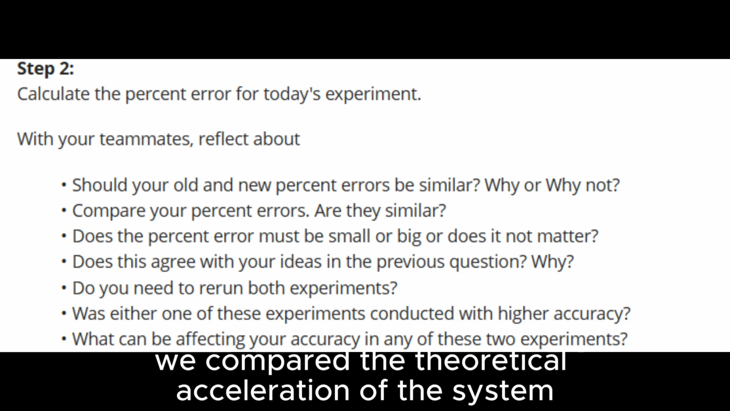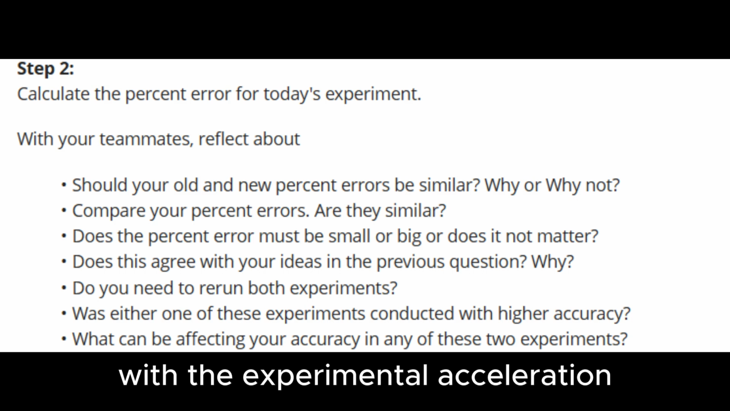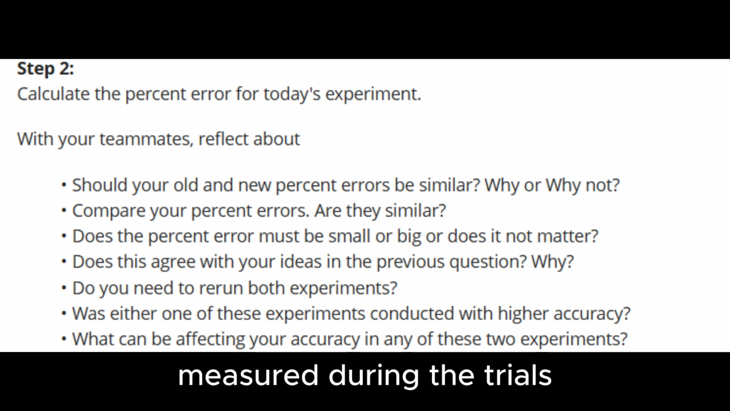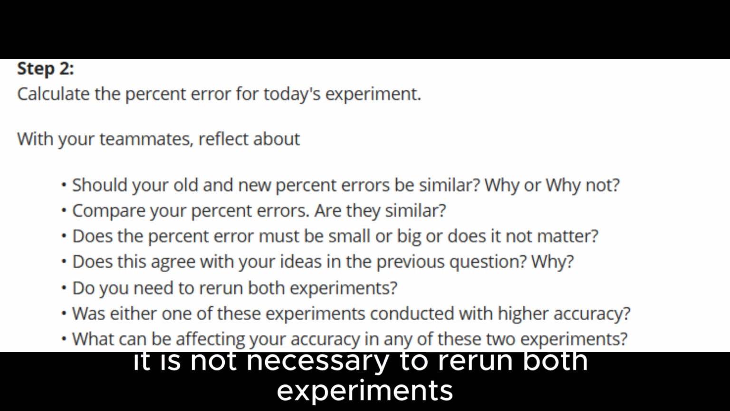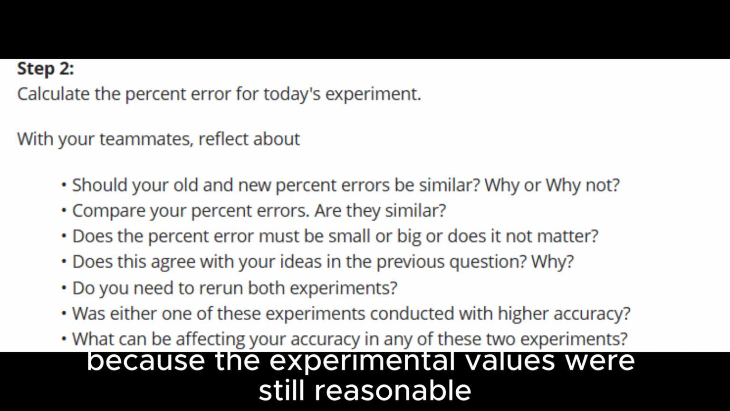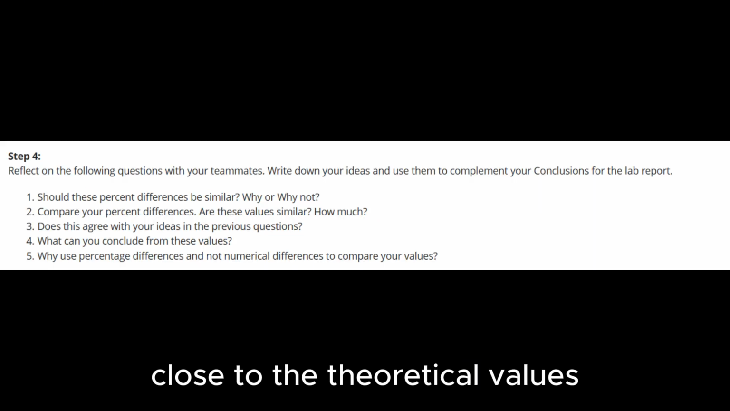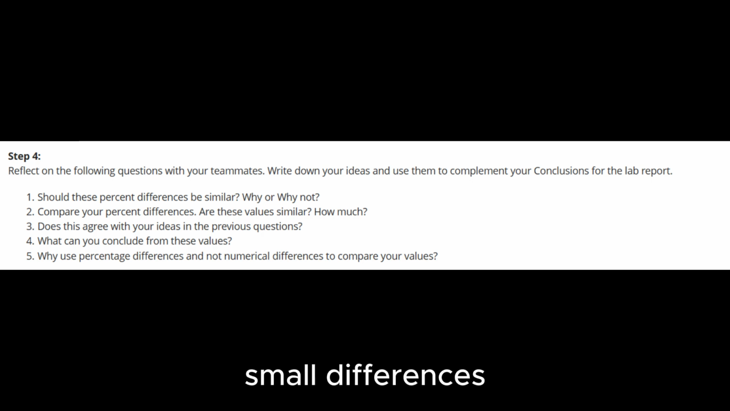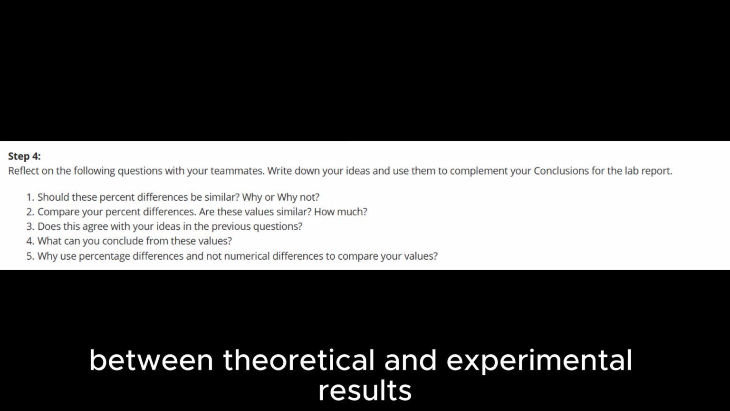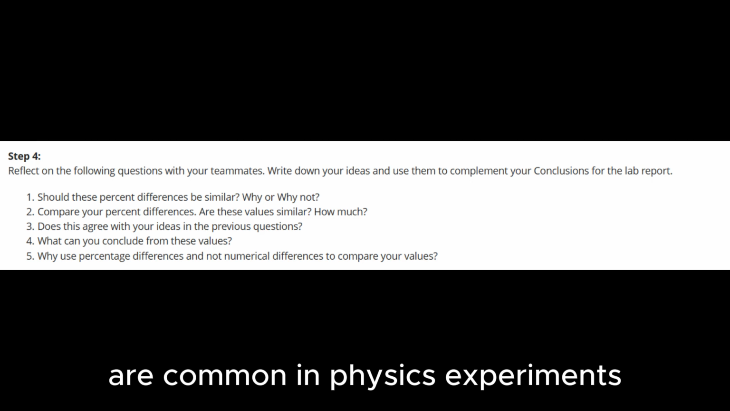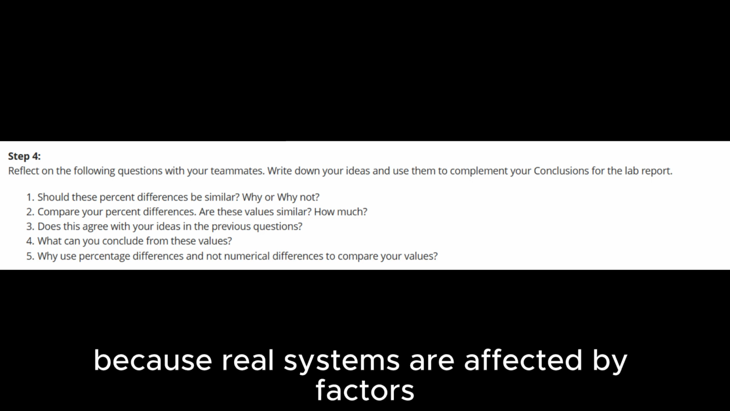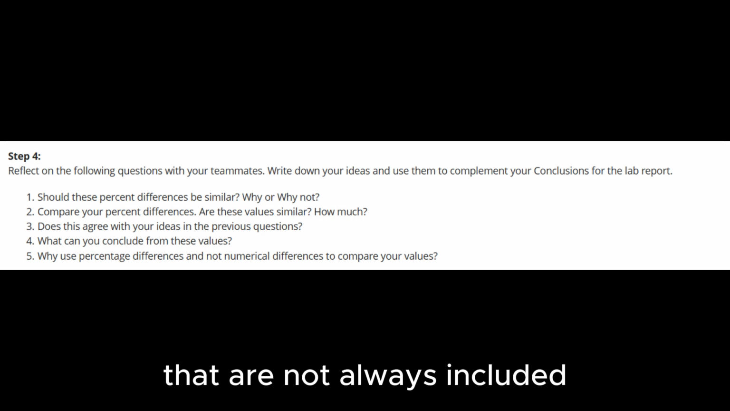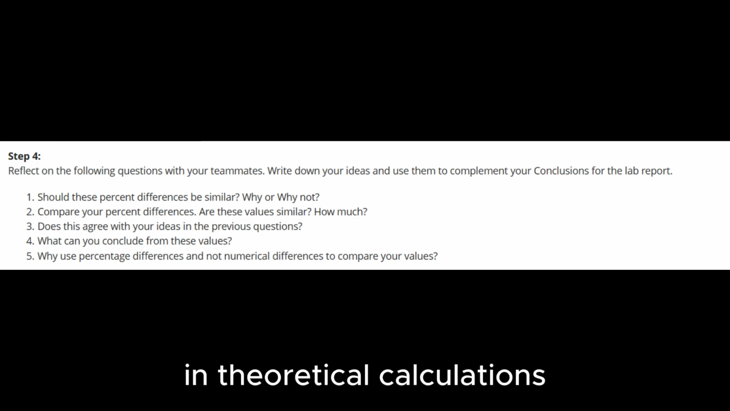In this experiment, we compared the theoretical acceleration of the system with the experimental acceleration measured during the trials. Based on the results, it is not necessary to rerun both experiments because the experimental values were still reasonable, close to the theoretical values. Even though there was some percent error, small differences between theoretical and experimental results are common in physics experiments because real systems are affected by factors that are not always included in theoretical calculations.